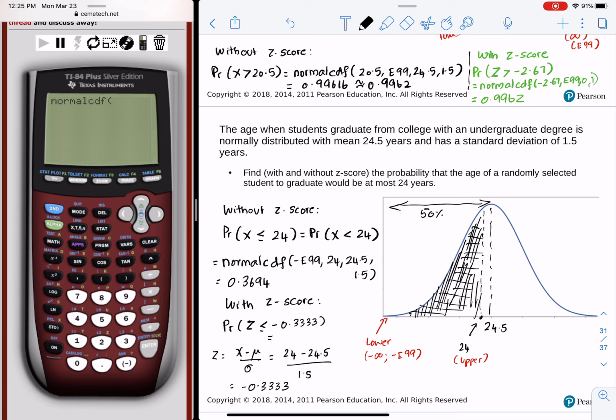So nothing changes except for the mean and standard deviation when we use normal CDF. So the lower endpoint is still negative E99. The upper endpoint is negative 0.3333. The mean is 0. The standard deviation is 1. And enter, we end up getting the same answer, 0.3694. Just keep in mind that the z-score corresponding to 24 is negative 0.3333, and we obtain that using that formula right there.